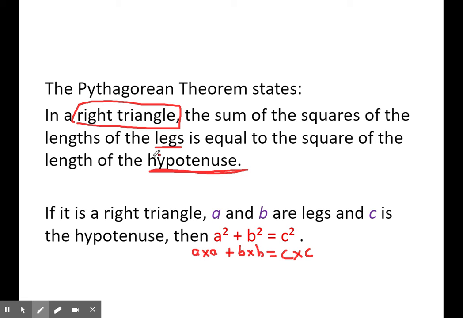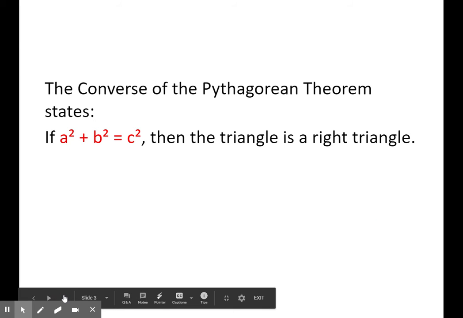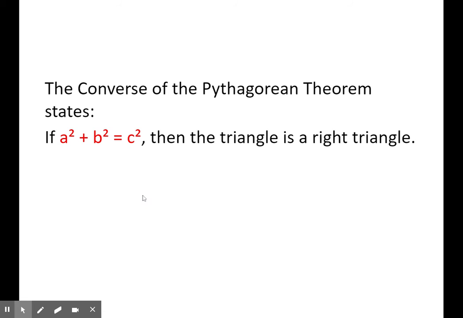Now let's talk about what it means when we are locating the legs and the hypotenuse in our triangle. Quickly, here is the converse. The converse of the Pythagorean theorem is basically the opposite of what we just said. If A squared plus B squared equals C squared, then the triangle is a right triangle. That's all you need to know about the converse: if this equation is correct, then that triangle is a right triangle.